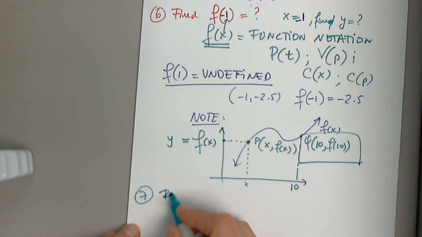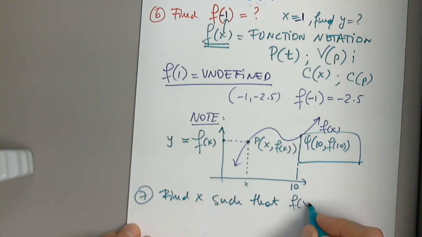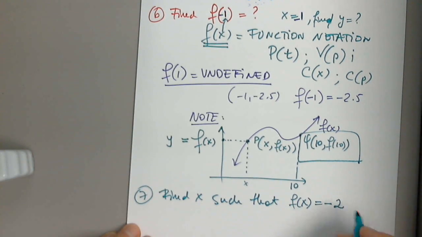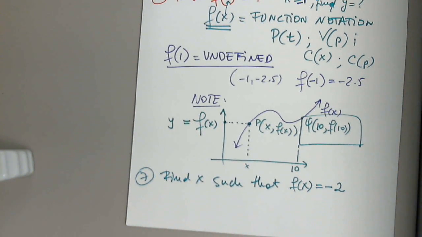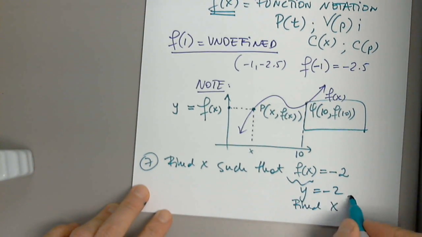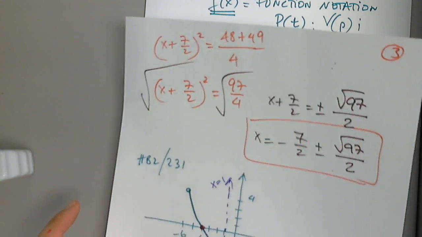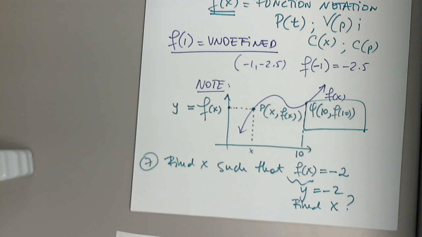Okay, so I want to go back to one more question for the same graph, question 7. Find x such that f of x is -2. Now it's given us the y, so this is a y value, and we're asked to find x. Now what do I graph? Or at least imagine I graph.